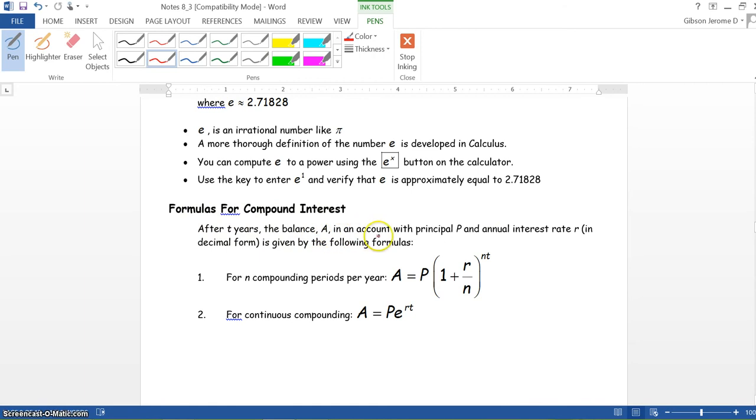The formula for compound interest: after t years, the balance A in the account with principal P and annual interest rate r in decimal form is given by the following formulas. For n compounding periods per year, A is equal to P times 1 plus r over n to the nt, which we basically did in the previous problems on the previous video. Now we have for continuous compounding, A equals P times e to the rt.